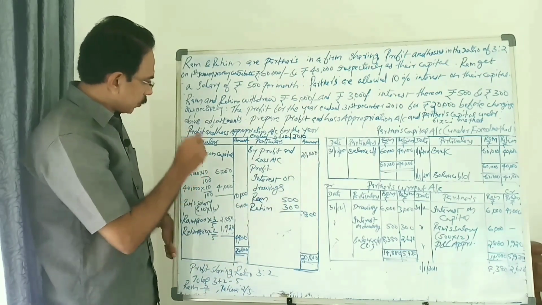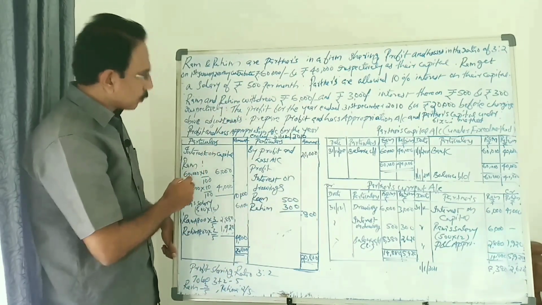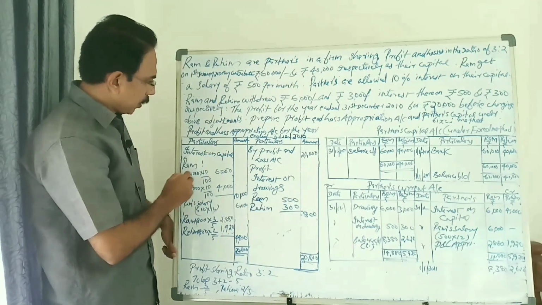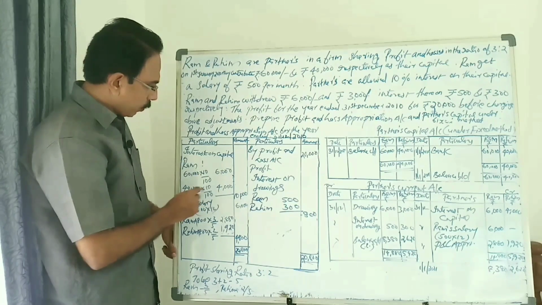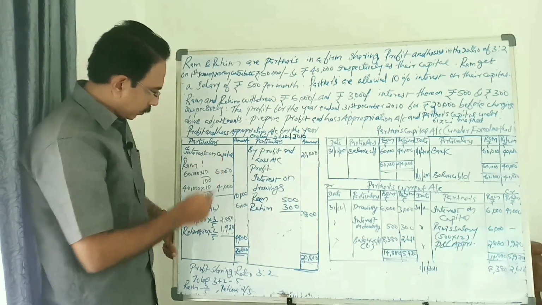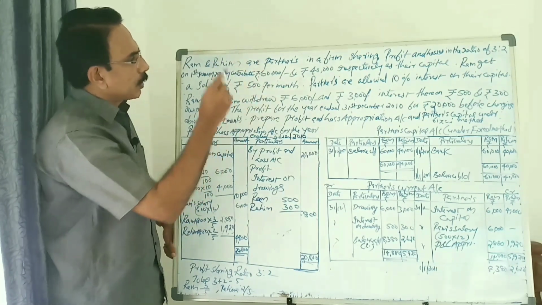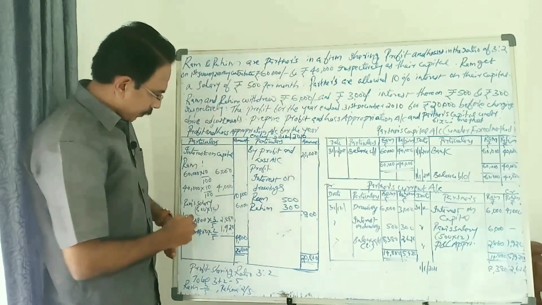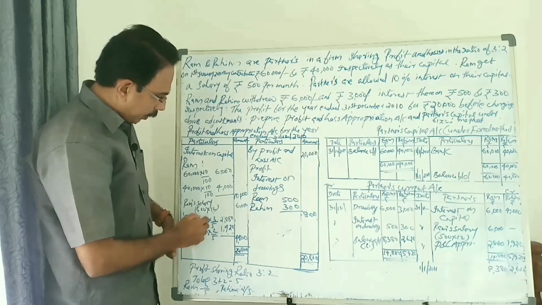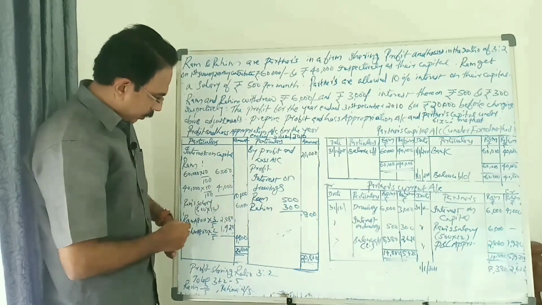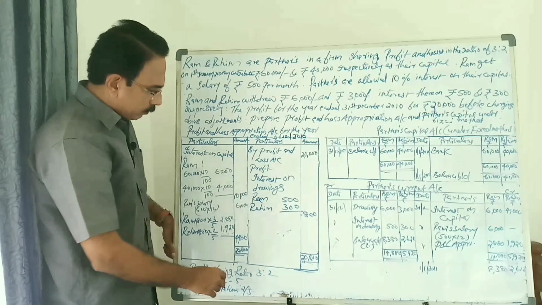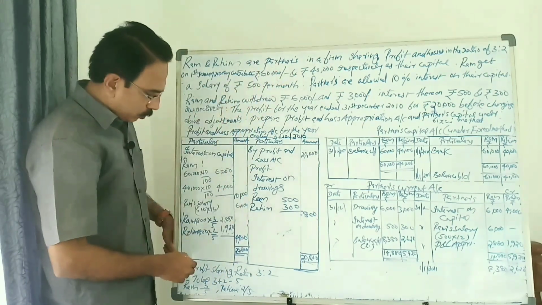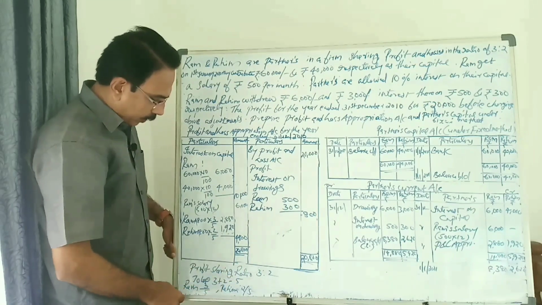On the left hand side, interest on capital, Ram's capital 60,000. 10% interest on their capital is allowed. That is 60,000 into 10 by 100, 6,000. 40,000 into 10 by 100, 4,000. Total 10,000. The next, Ram's salary, that is 500 per month, 500 into 12, 6,000. Then the balancing figure 4,800. The profit sharing ratio is 3:2. Total 3 plus 2, 5.